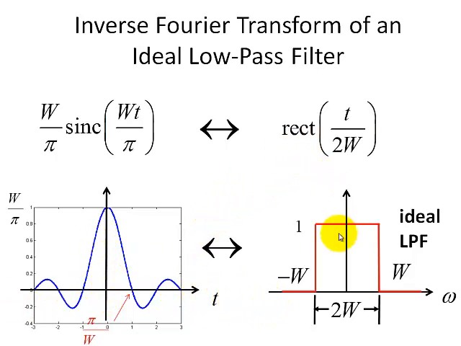So in other words, this ideal low-pass filter is not realizable because you have negative time, or that it's a non-causal system.